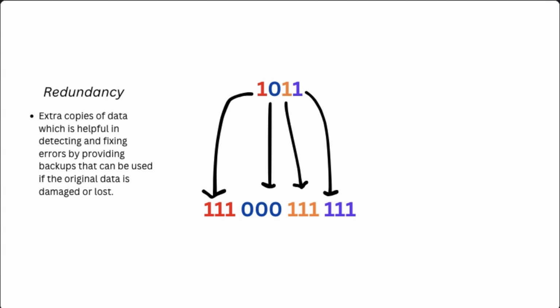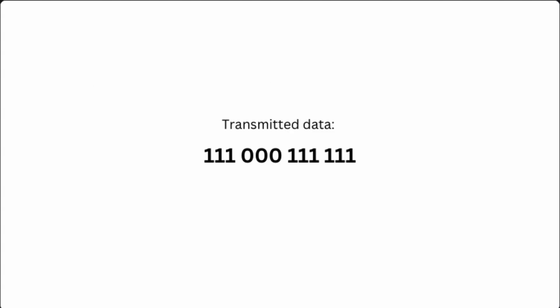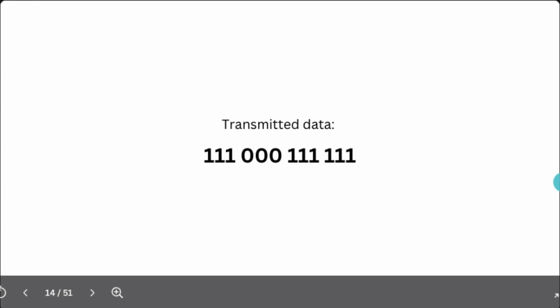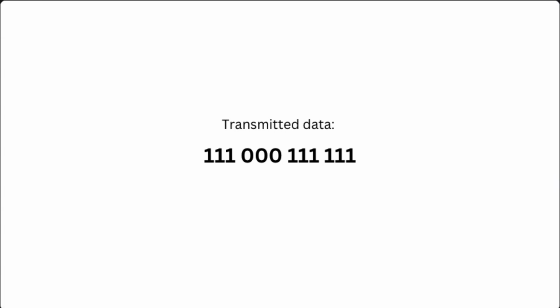Redundancy is basically extra copies of data, which is helpful in detecting and fixing errors by providing backups that can be used if the original data is damaged or lost. Thus, the transmitted data is 111000111111.